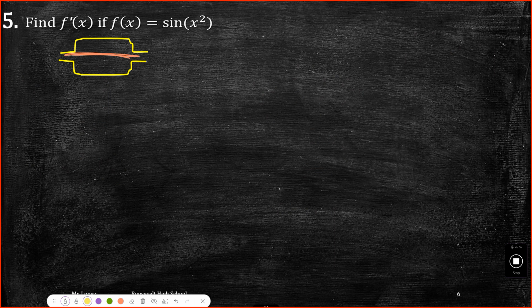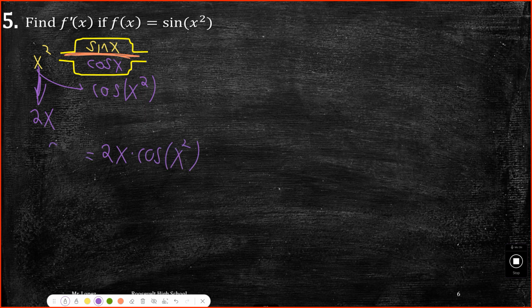Outer function. What's the outer function? Sin. x squared. The derivative of sin x is cosine x. Evaluated at x squared, cosine x squared. The derivative of x squared is 2x. So it'll be 2x cosine x squared, that is f prime of x.